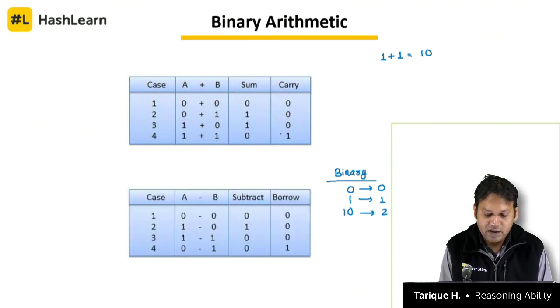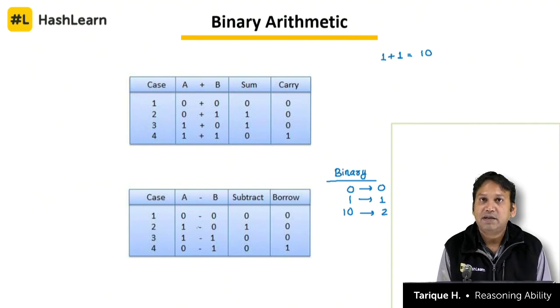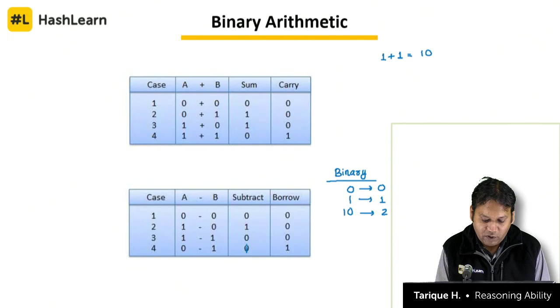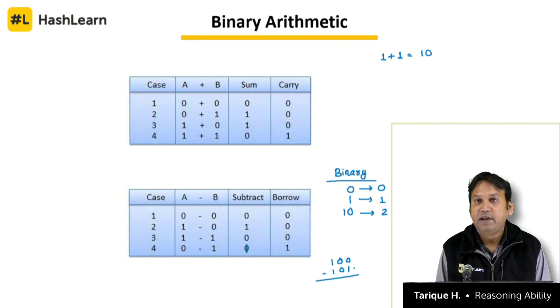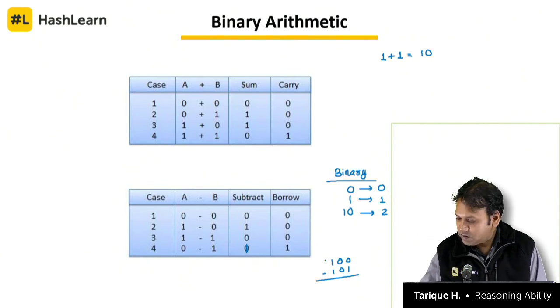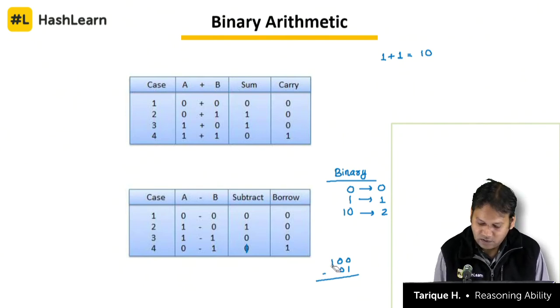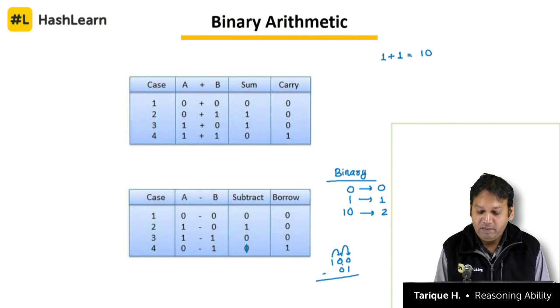Now in case of subtraction, 0 minus 0 is 0, 1 minus 0 is 1, 1 minus 1 is 0, and 0 minus 1 is equal to what? 0 minus 1 is 1, and there is a borrow of 1. Why do we say 0 minus 1 is 1? Let us say, for example, we have a number like 100 minus 101, in the binary number system. Now if I want to borrow, I can give this 1 to this 0 here, and then this will become 10, and 10 minus 1.